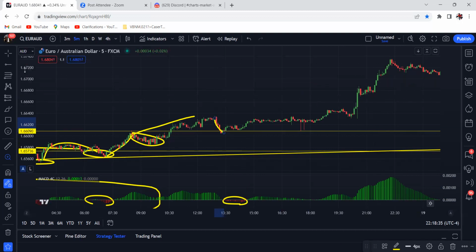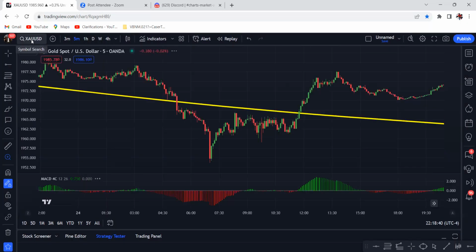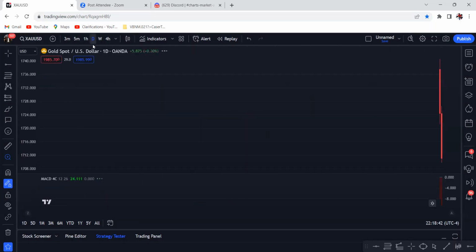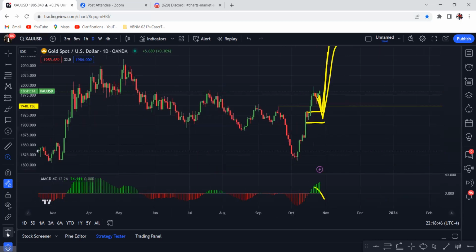All right? And you can do this pretty much on any time frame with any setup, of course, as always. And like I always tell you guys, the higher the time frame, the stronger the confirmation.